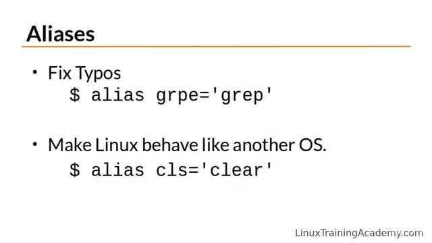Aliases don't have to be used for just shortcuts. They can be used to fix common typing errors. For example, if you end up typing grpe when you mean to type grep, you can create an alias. And whenever you accidentally type grpe, alias will fix that for you and spell it grep. You can also use aliases to make your work environment similar to that of another platform. For instance, in Windows, CLS clears the screen, but in Linux, the equivalent command is clear. You could create these shortcuts to make you feel more at home.